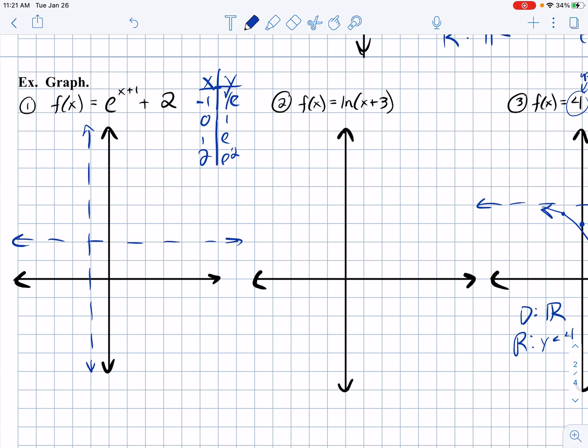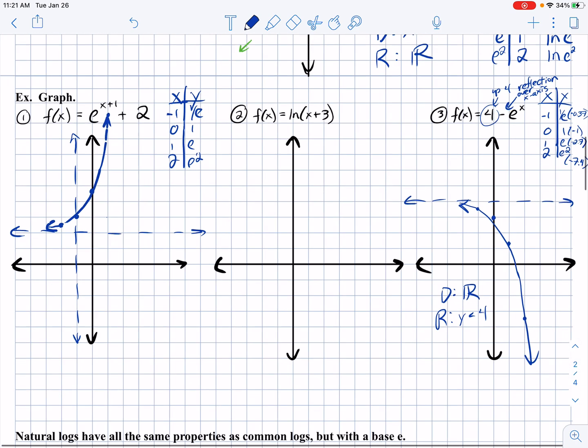0, 3.7, or negative 1, 0.37, 0, 1, 1, and 2.7, and 2, and 7.4. We have a graph that looks like this. All right. How about for our natural log function? There's only one shift here, and we're just making a table for the natural log of x.